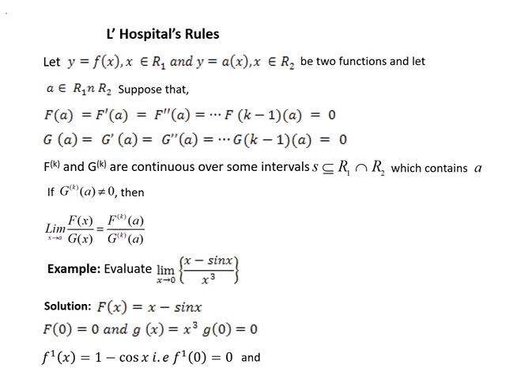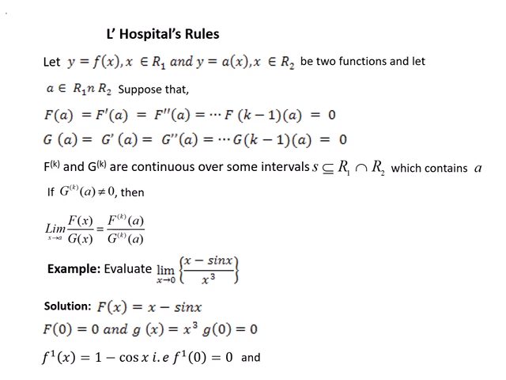Then we have the limit of f(s) over g(s) as s approaches a, which is equal to f^(k)(a) over g^(k)(a). So here, L'Hopital's rule establishes this fact, that f(s) is the numerator and g(s) is the denominator. When you are given any question under this, we apply L'Hopital's rule.